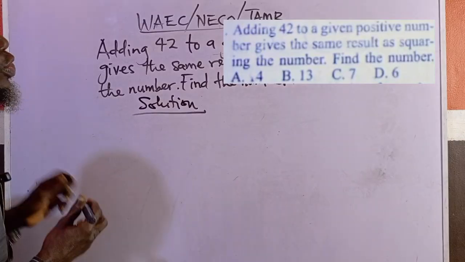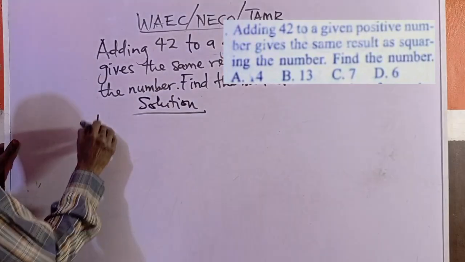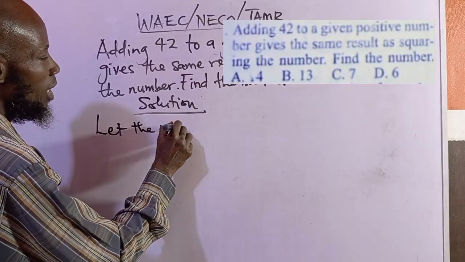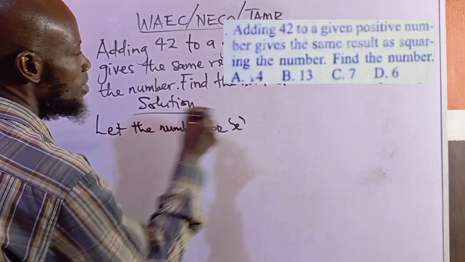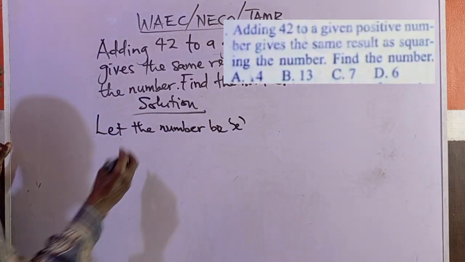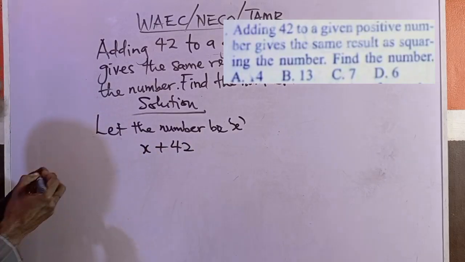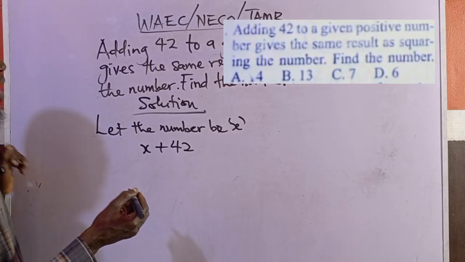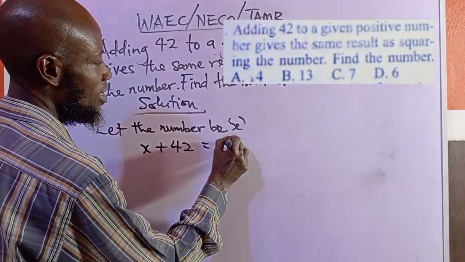So, adding 42 to a given positive number. We don't know the number, so let the number be x. Now, adding 42 to the number, we are going to have x plus 42. Then it gives the same result as squaring the number. We are going to have x squared.